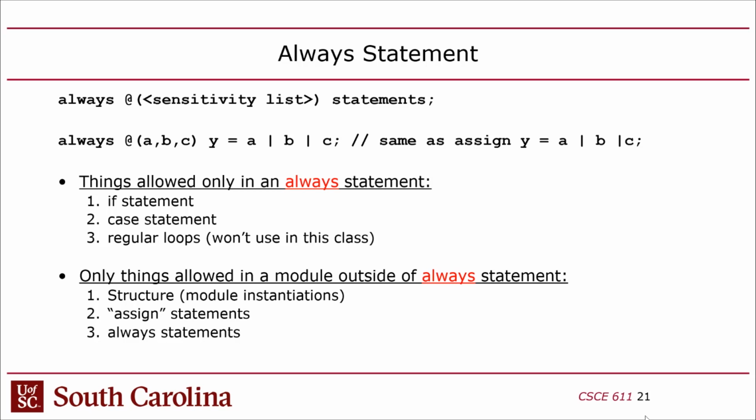It's multiple lines of code, because an assign is one line of code, or one statement, and it's a circuit. If you want to combine multiple behavioral lines of code into a circuit, that's an always statement. So the always statement has a sensitivity list, and then statements, which can be enclosed with begin and end. So this always statement is the same as saying assign y equals a or b or c.